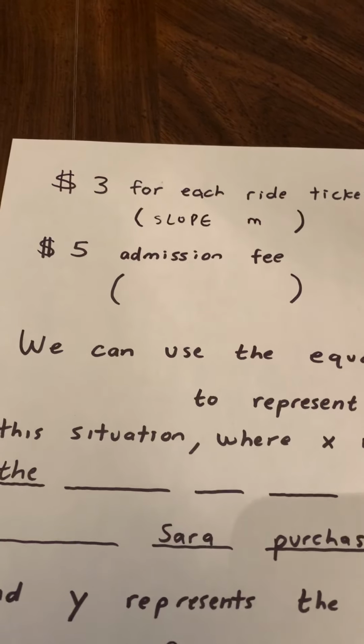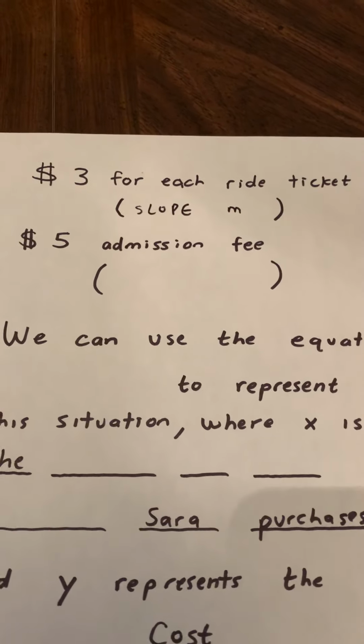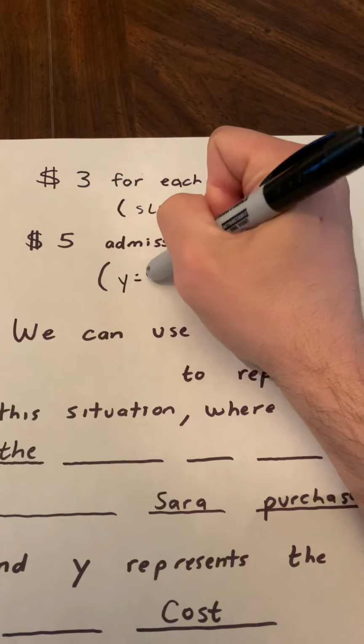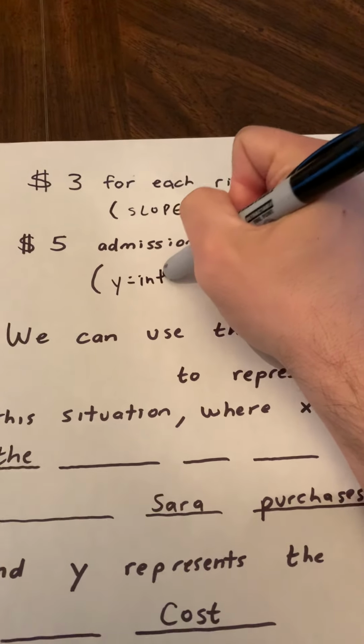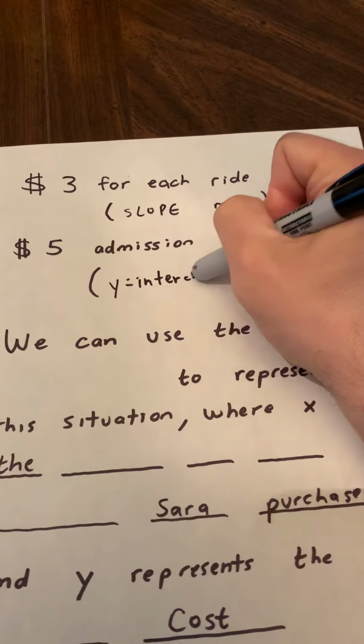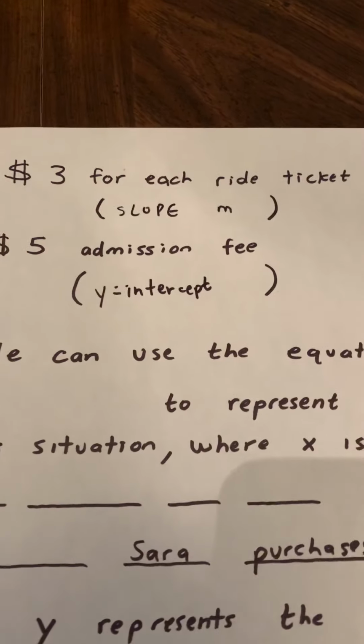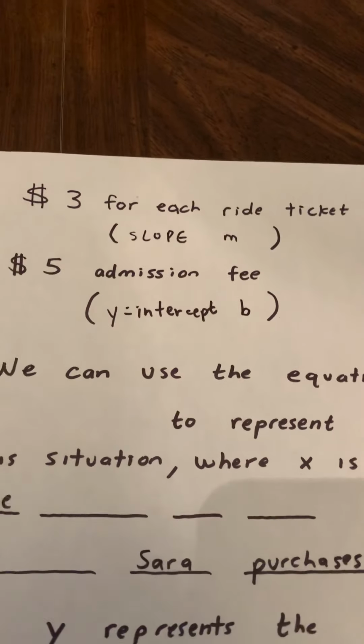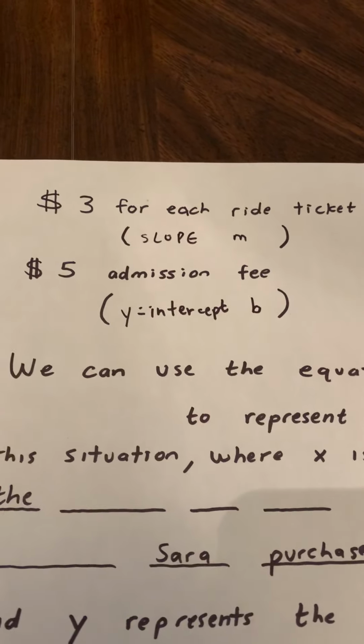The $5 admission fee, that's the cost to enter the amusement park, that is known as our y-intercept. Our y-intercept will always be known as our b value. Okay, so M is our slope, our y-intercept is our b.